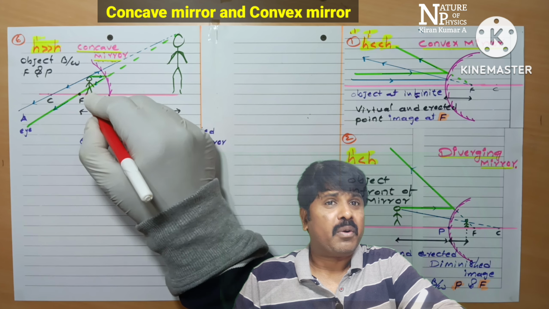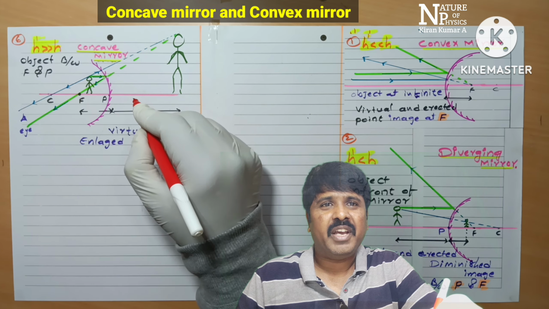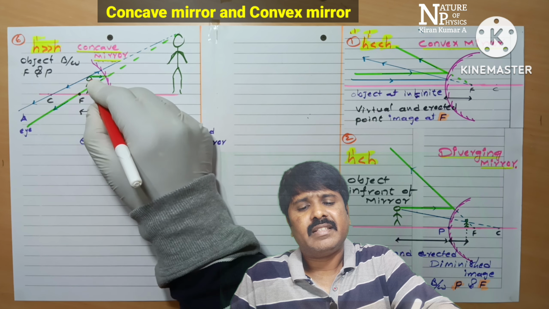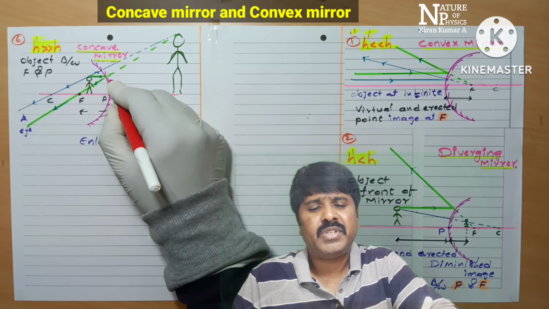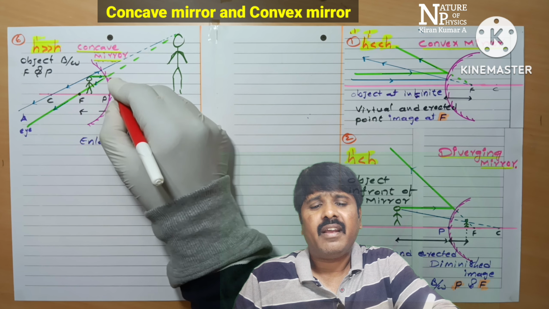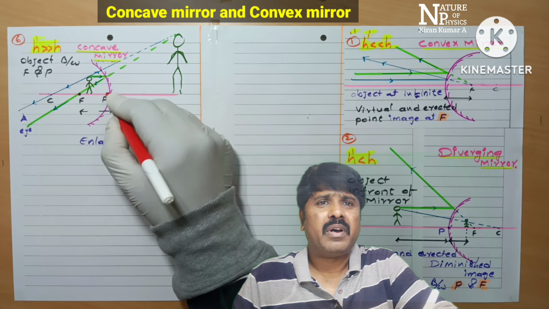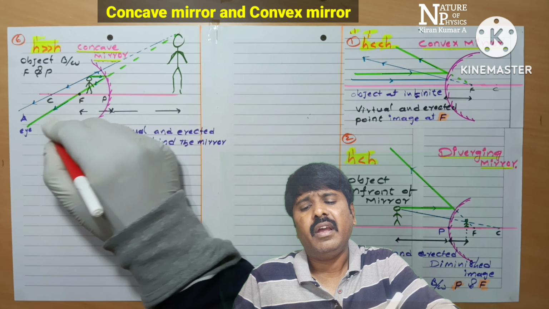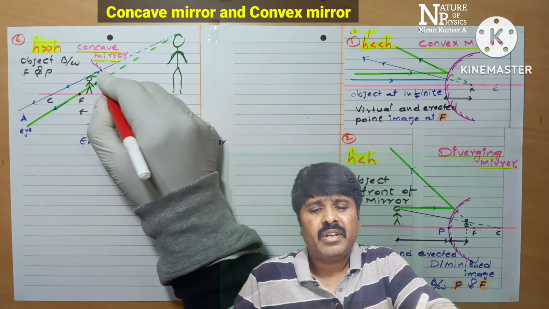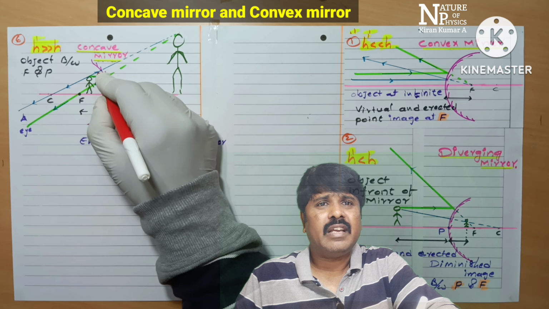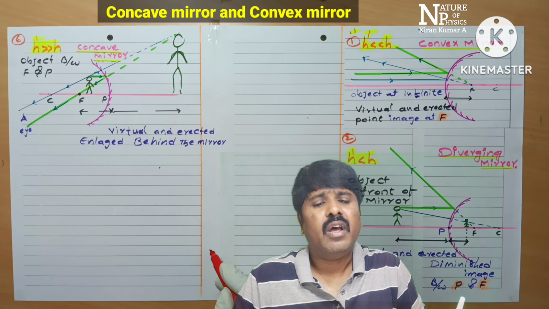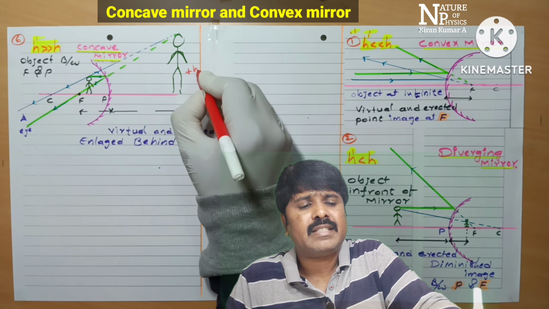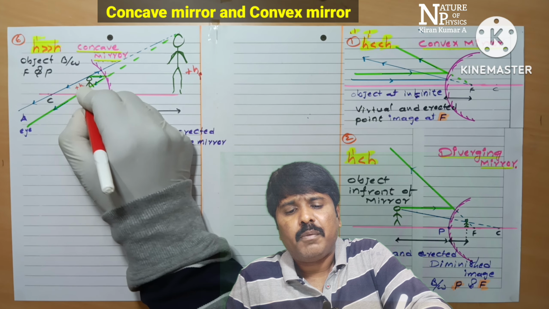Now here we are going to get a virtual and erect image when the object is between the principal focus and the pole, student. See there, this is the object, and light rays released from the object are incident on the mirror, the concave mirror, and reflected passing through the principal focus. In the concave mirror, the parallel rays are reflected passing through the principal focus, and the ray passing through the center retraces its path in the opposite direction, student, so extending these rays gives the image, student.